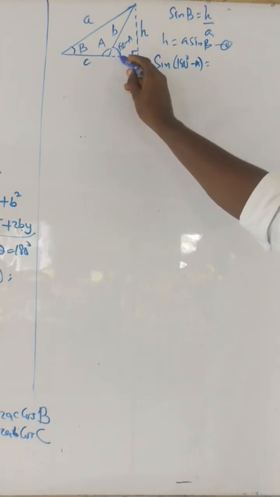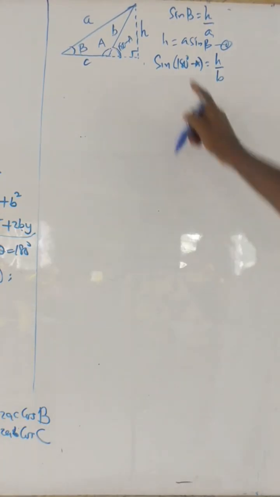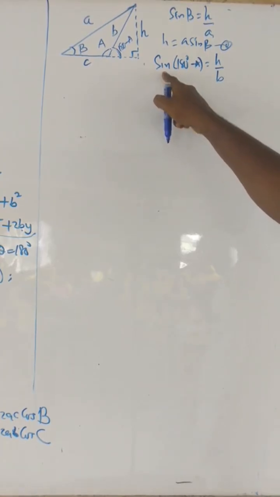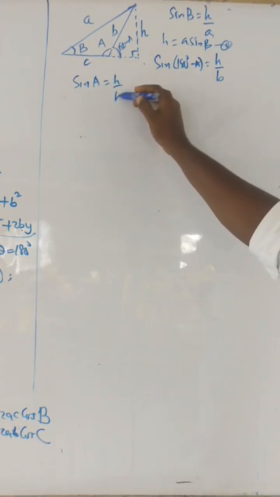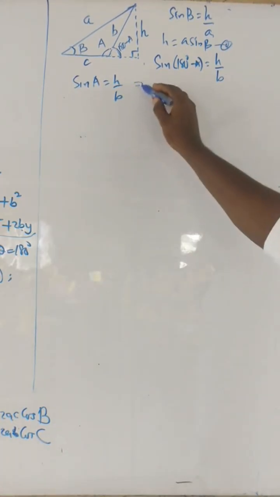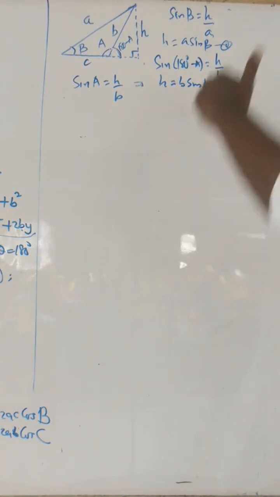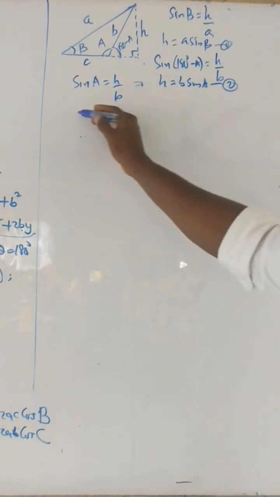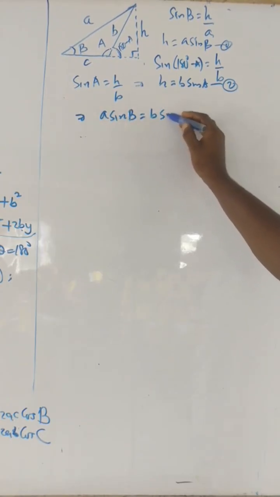So for this one, we can say sine of 180 degrees minus A. For this angle, this is the opposite, H over its own hypotenuse, this B. But we should know that in the second quadrant, sine is always positive. So sine 180 minus A is the same thing as what? Sine A. So sine A equals H over B. From here, we multiply, H equals B sine A. Equation 2. Now, if you check equations 1 and 2, H equals this, H equals this, so we can equate them. So it means A sine B equals B sine A.